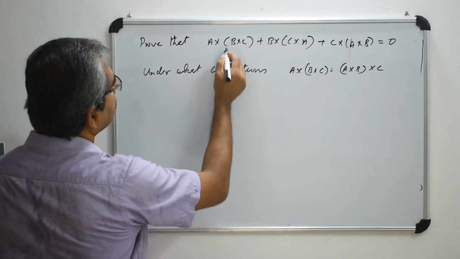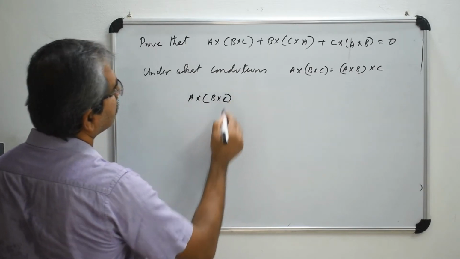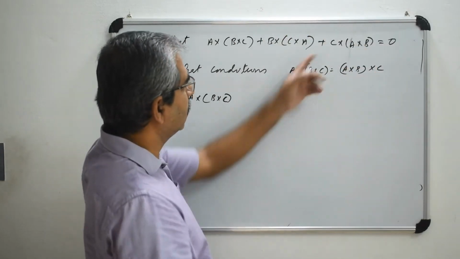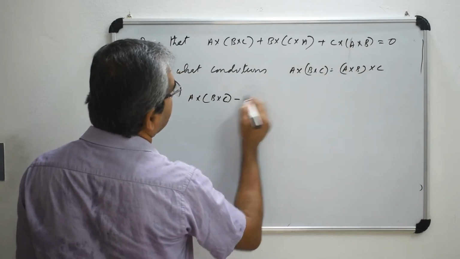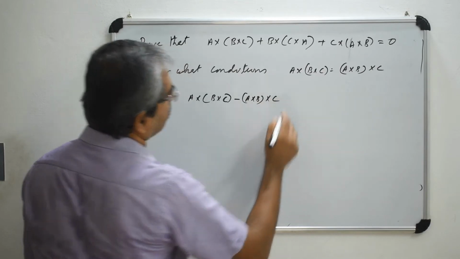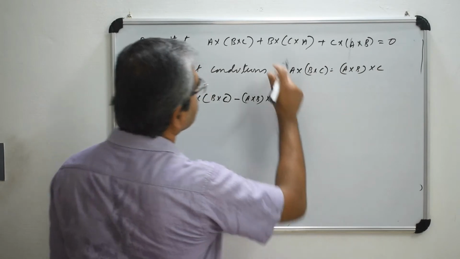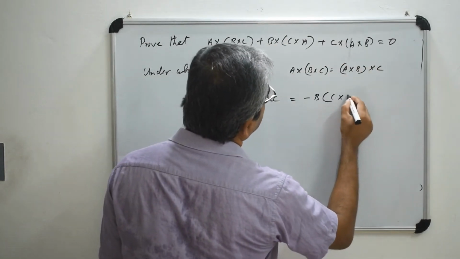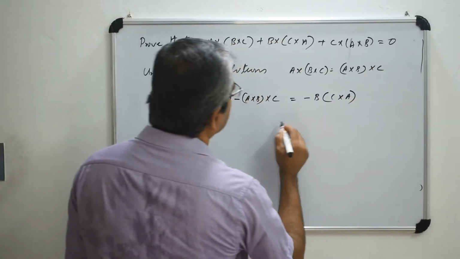So from this one you can write A cross B cross C. Then you take this second term to the right side, and keep this one, but the order is reversed. So you can write it as minus A cross B cross C. That is equal to, you take this one to the right side, minus B into C cross A.